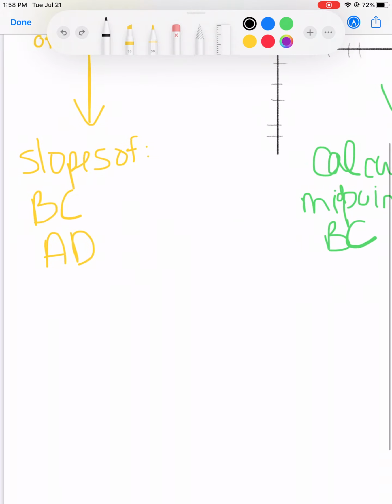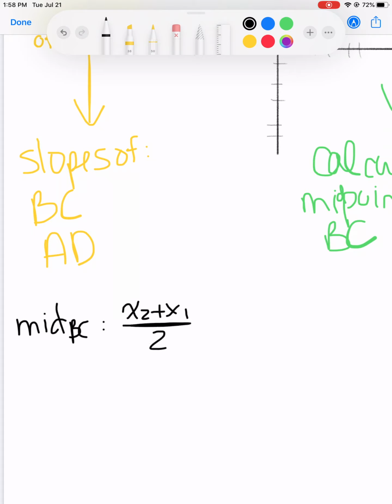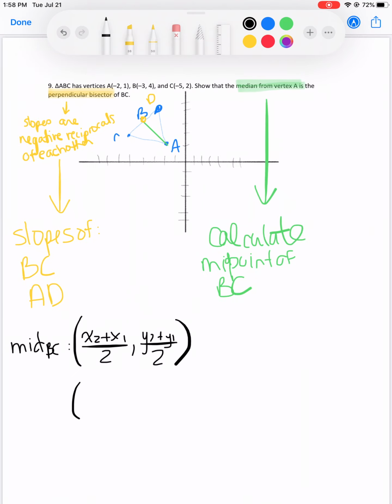Okay, so midpoint of BC, that's x2 plus x1 over 2. I think you can do x1 plus x2. I don't know why, I think slope, I always do x2 first. Comma, y2 plus y1. Let's keep it the same. So B and C, so it's 2 plus 4. You can do 4 plus 2 again. As I said, it's going to be the same thing.